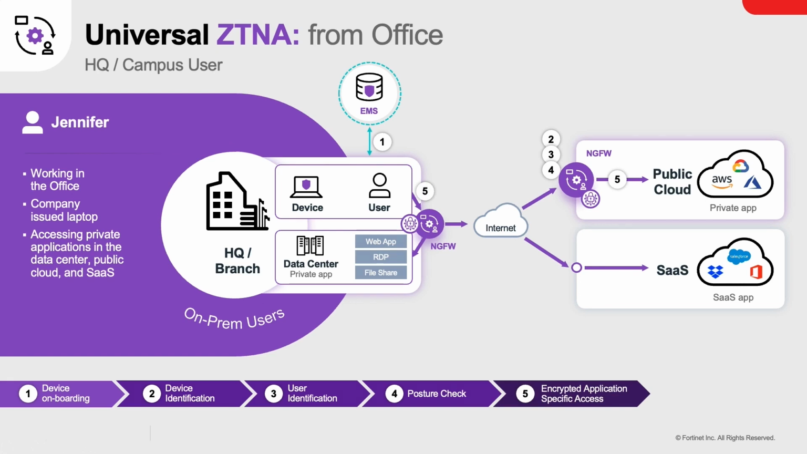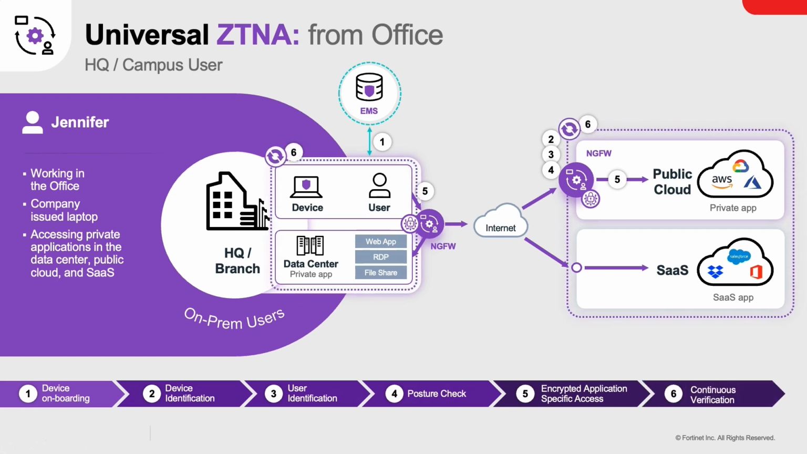Jennifer and her device are then allowed access to the application assuming they have passed each of the Zero Trust posture checks. Remember, these Zero Trust checks are continuous so that if the posture of the device changes, access can be dynamically denied until the problem is remediated. Once remediated, the device is then allowed access again automatically.